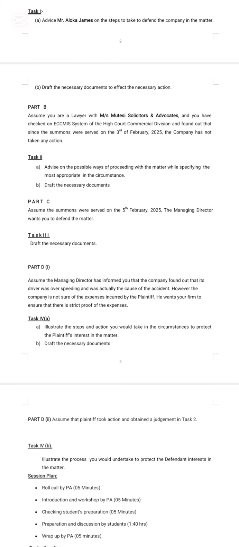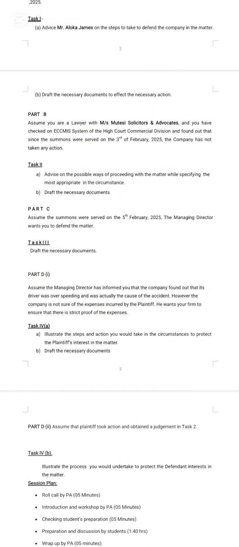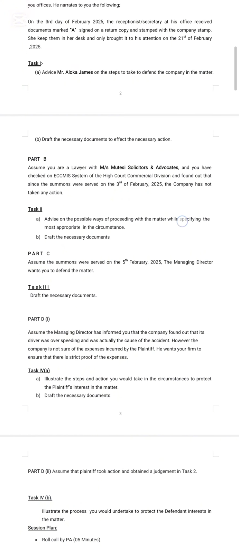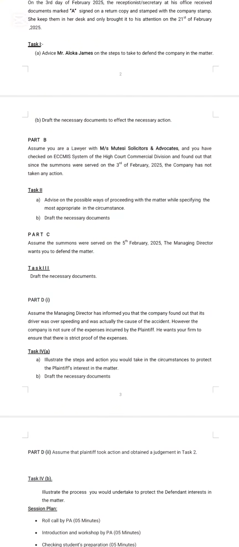So if you have found, of course, there are very many ways of how you can go about this. One, you can go for default judgment. We have ex parte judgment and interlocutory judgment. But here, the most appropriate would be applying for ex parte judgment, because since they have not filed a defense, you proceed and ask the court that the matter proceeds ex parte.